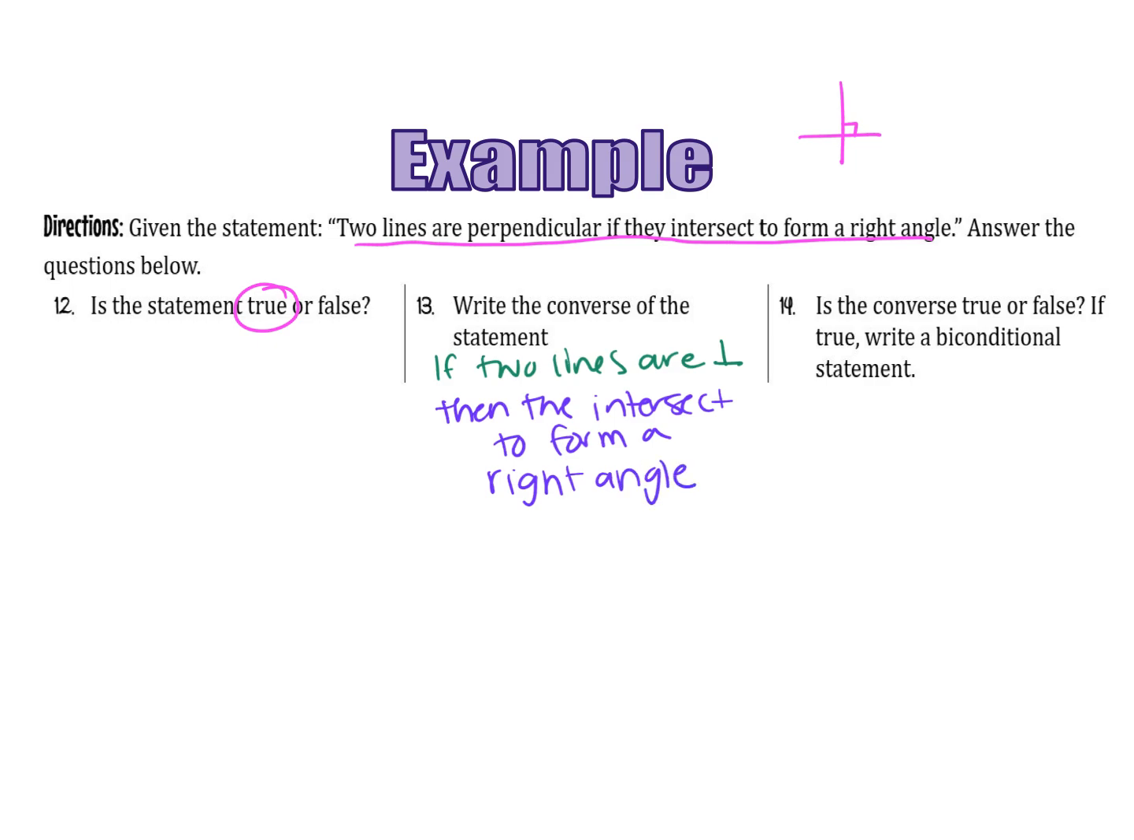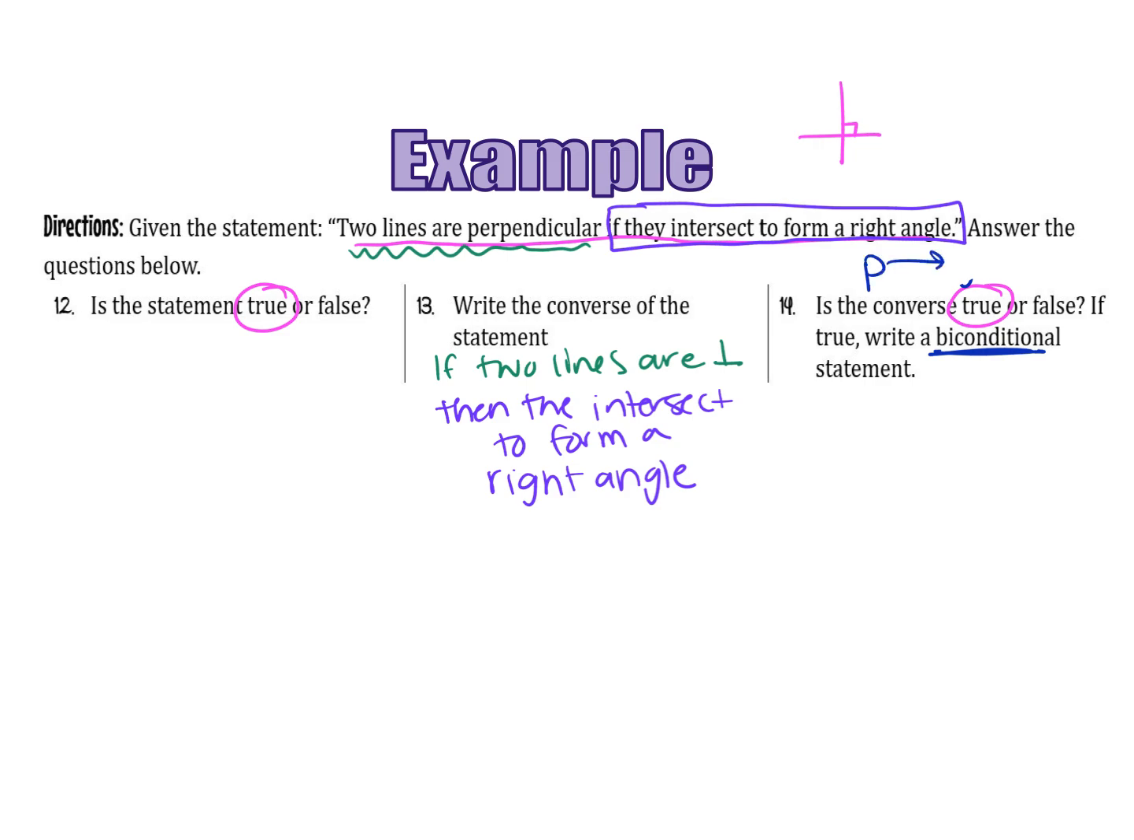So again, the converse is switching the hypothesis and conclusion. And here, it's not written in the if-then form, but we can see the hypothesis says if they intersect. That's the if, which means the then is two lines are perpendicular. So is the converse true or false? The converse is true. If two lines are perpendicular, then they intersect to form a right angle, which means this statement is a biconditional statement, which means we can say two lines are perpendicular if and only if they intersect to form a right angle.